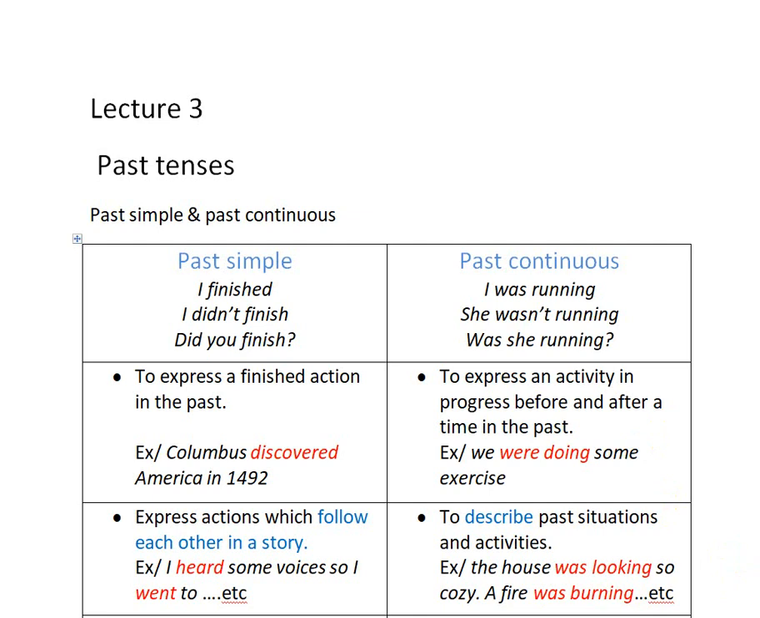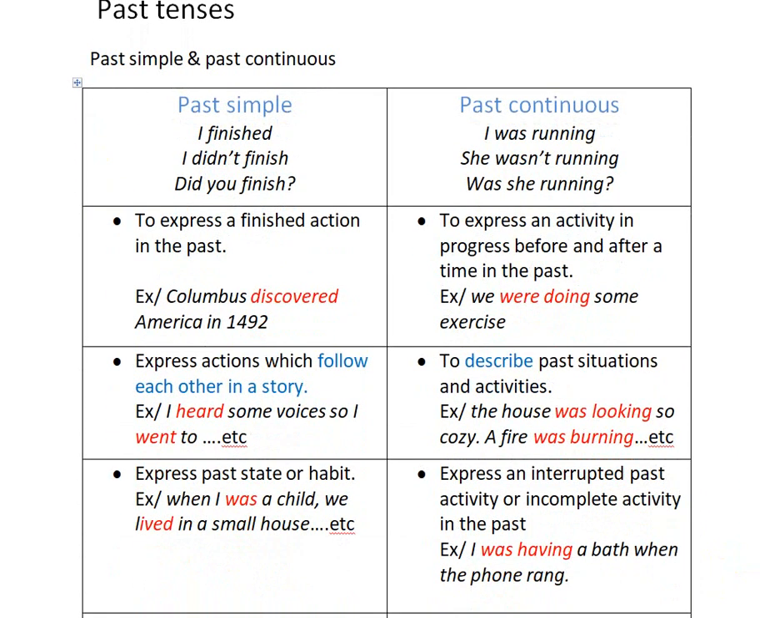Okay. Third point, it expresses actions which follow each other in a story, okay. يعني شنو؟ يعني تتابعية، okay. For example, I heard some voices, so I went to the room, for example. So tell a story, action after action. While with the past continuous, we describe these past situations and activities. Description. So the house was looking so cozy, a fire was burning. So this is kind of description, okay.